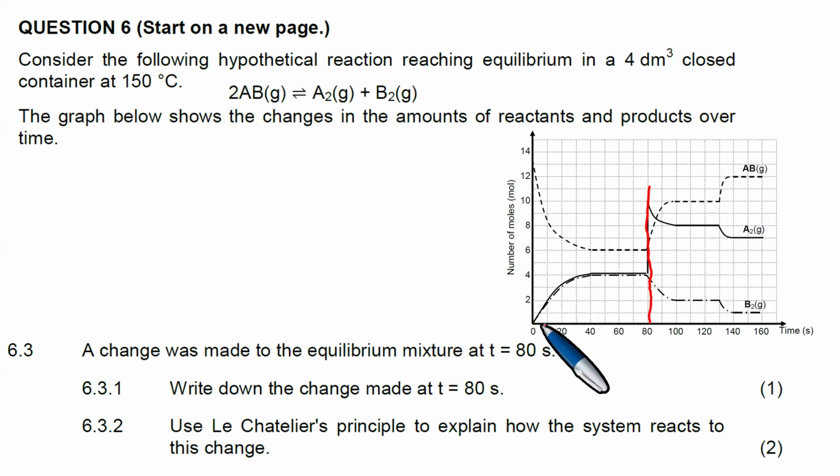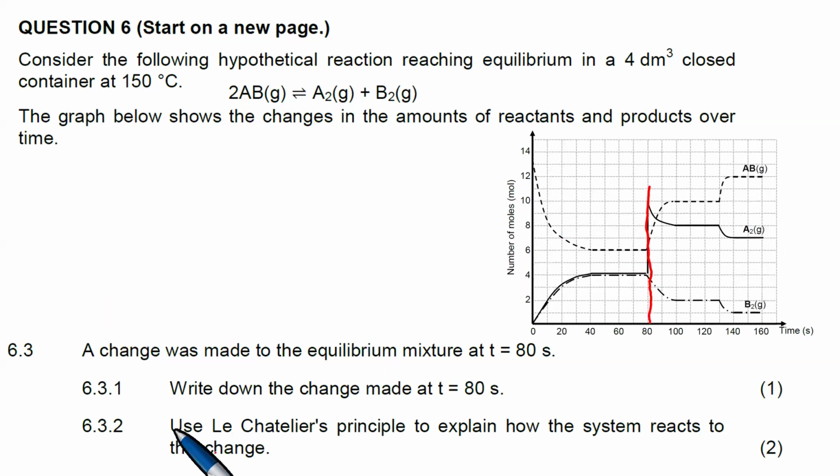Right, so what are you able to see here in particular? Okay, the AB, which refers to the reactants. You can see that at 80 seconds there's a sudden increase in the number of moles of the AB, but also the number of moles of the A2 decreases just immediately after 80, and the B2 also decreases. So you can see that A2 and B2, the products, decrease when the reactant AB increases.